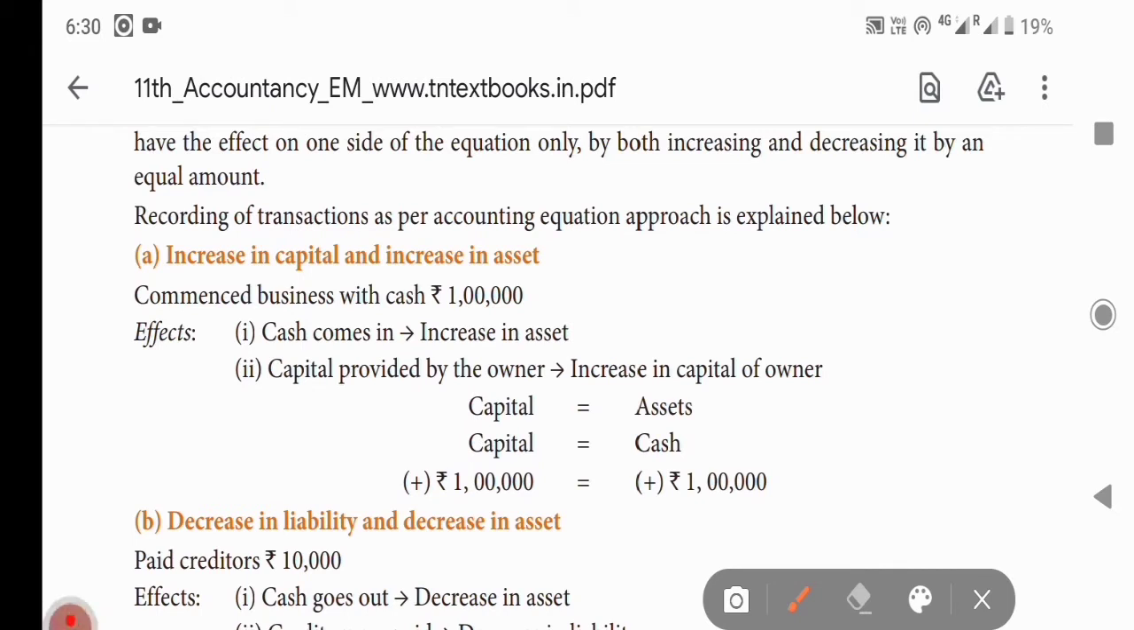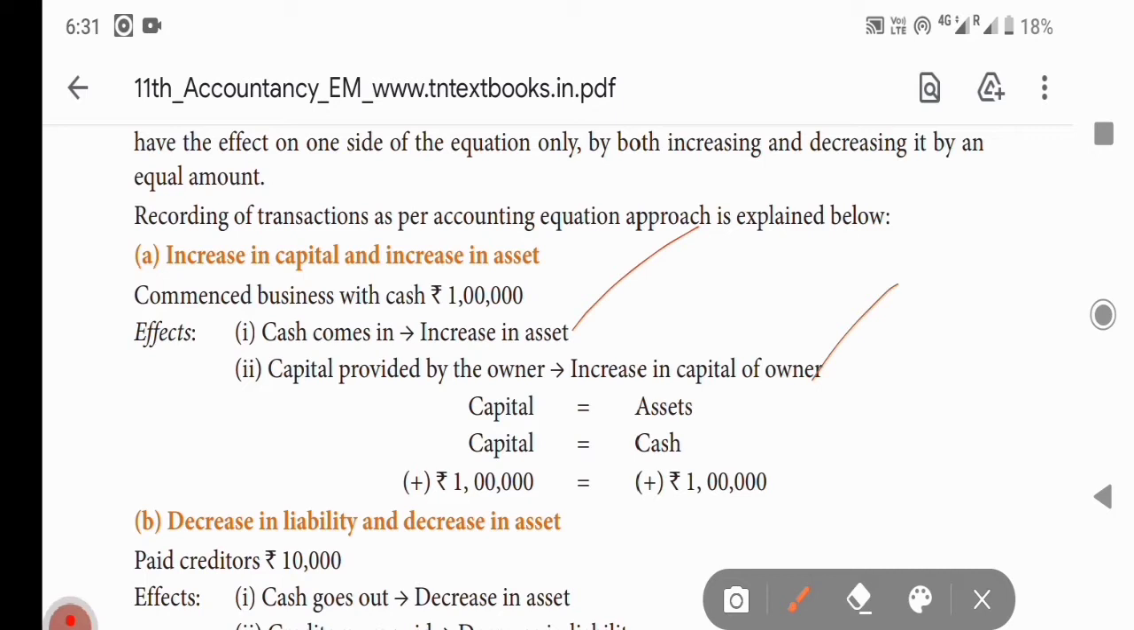So who is starting the business? Owner is the person who is investing the capital into the business also. So we can see the effects. Two effects are there. First effect is cash comes in. How much cash is coming in? There is 1 lakh rupees coming in. So there is increase in asset. Cash is an asset. Next one is capital. It is provided by the owner. So there is increase in the capital of the owner.